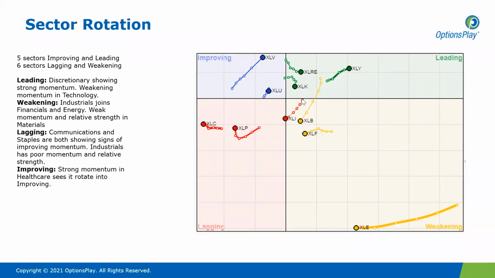We have industrials as well, that was in the leading category early last week even, and has now moved to the lagging category here on weak momentum and weak relative strength. And a similar story with materials, which is in the weakening category, rotating out of the leading category.